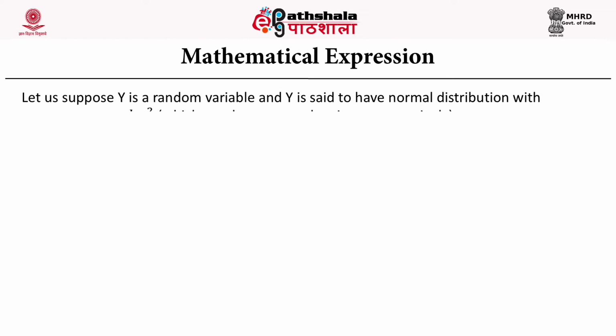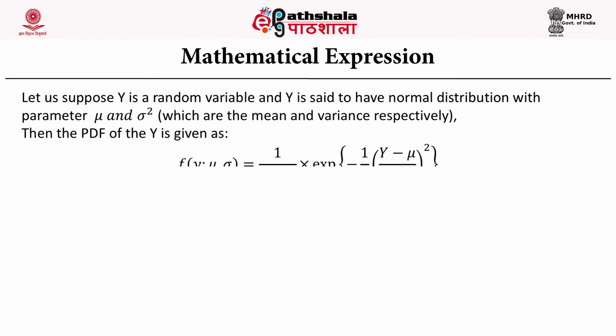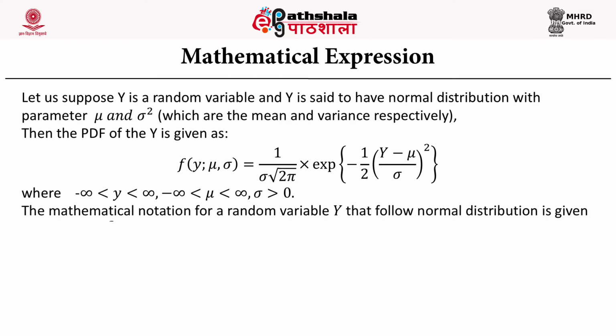Mathematical expression. Let us suppose y is a random variable, and y is said to have a normal distribution with parameters mu and sigma square, which are the mean and variance respectively. Then the PDF of y is given as f of y with parameters mu and sigma, which is equal to 1 upon sigma under root 2 pi exponential minus half ((y minus mu) upon sigma) whole square, where y lies between minus infinity to infinity, mu lies between minus infinity to infinity, and sigma is greater than 0. The mathematical notation for a random variable y that follows normal distribution is y follows normal distribution with parameters mu and sigma square.